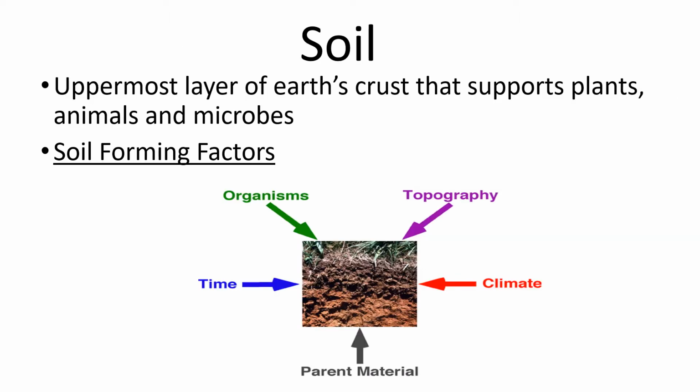And so soil is the upper layer of the Earth's crust. So basically it supports plants, animals, microbes, right? Basically, we wouldn't be here without soil because it grows our food and supports the animals that we eat and depend on. And so there are all kinds of things that help form soil. There's climate, topography, organisms, time. But first, we're going to talk about parent material.